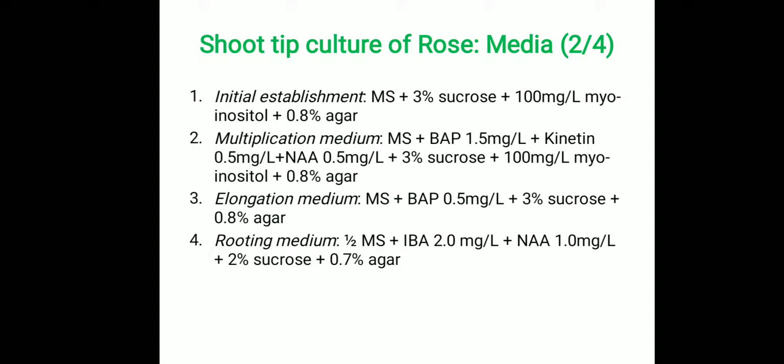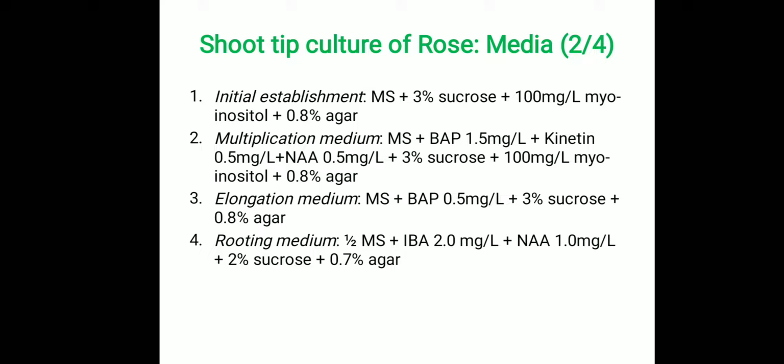For the mass multiplication of roses through micropropagation techniques, generally shoot tips as well as nodes are used as explants, and 4 kinds of nutrient media are utilized for the micropropagation. These are listed here. The first one is initial establishment medium. This consists of basal MS medium with 0.8% agar and 3% sucrose plus myo-inositol 100 mg per liter.